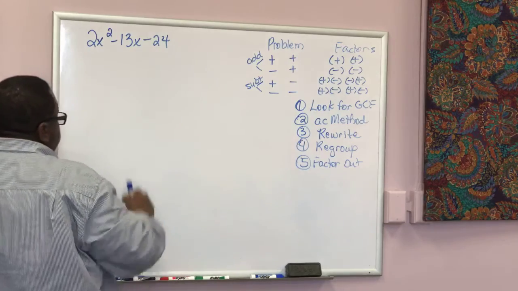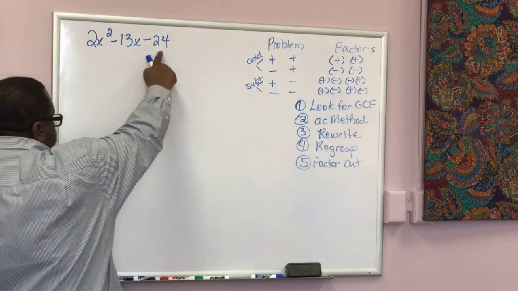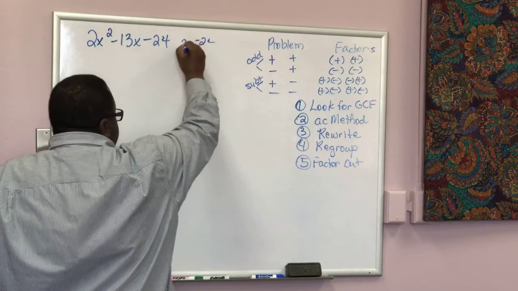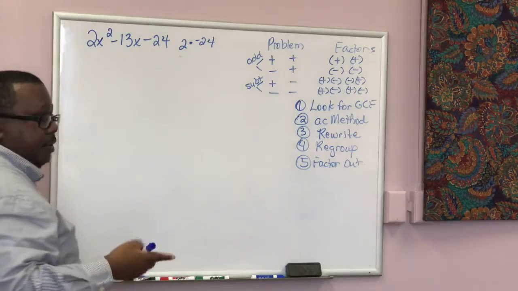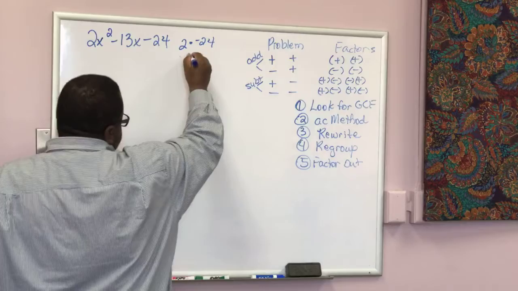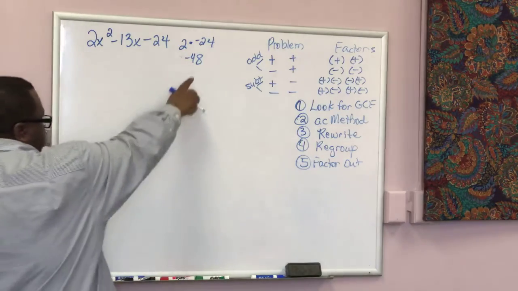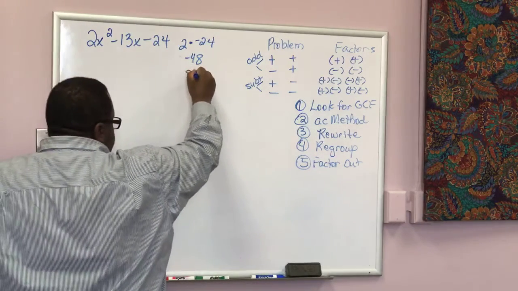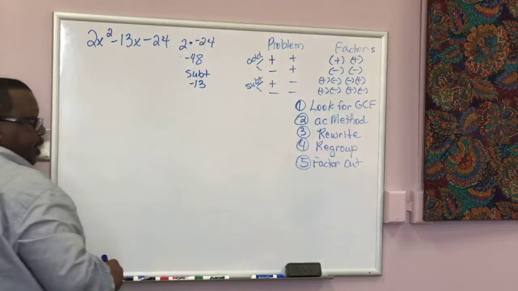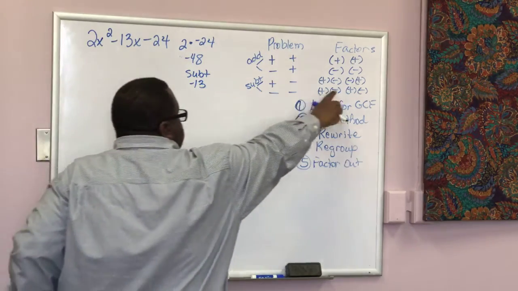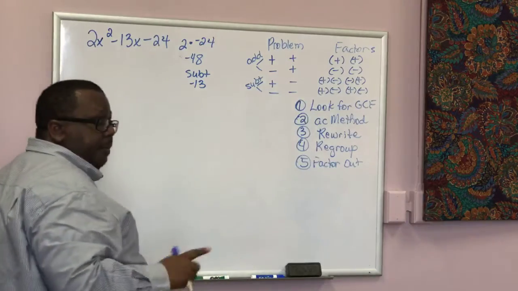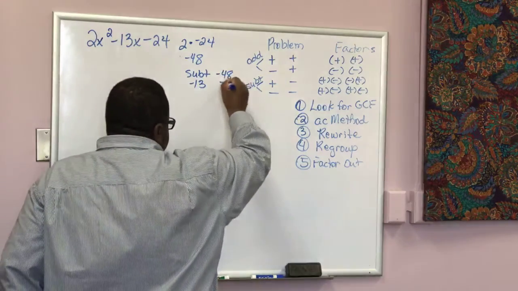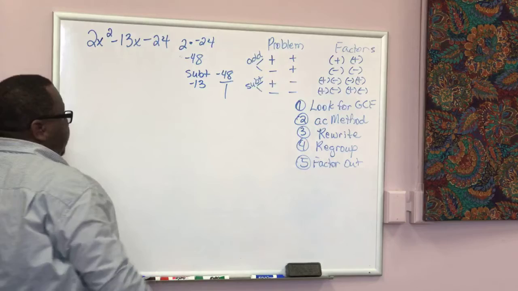Let's apply our AC method. So multiply what again? First term times the last term. 2 times a negative 24, right? Which was what again? Negative 48. So now we've got to find some factors of this number that are going to subtract to give us a negative 13. So we're subtracting in order to get a negative 13, which means that our signs are going to be different. We're going to have a positive and a negative. Okay? So what are some factors of a negative 48 that we can use to get a negative 13?